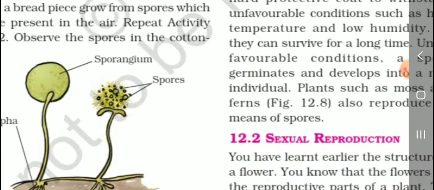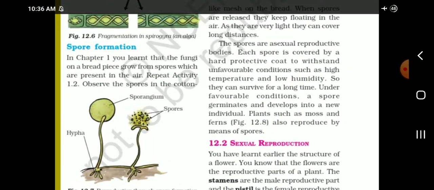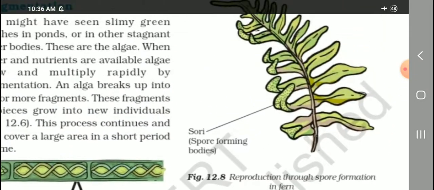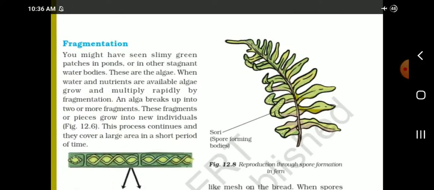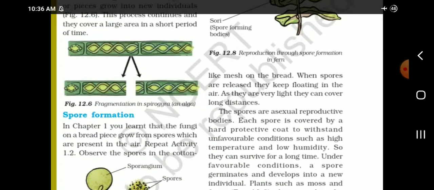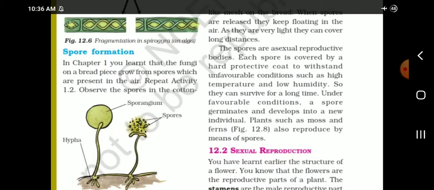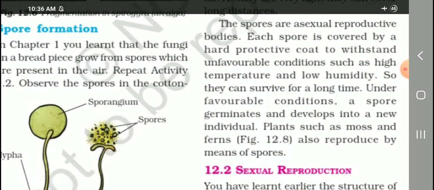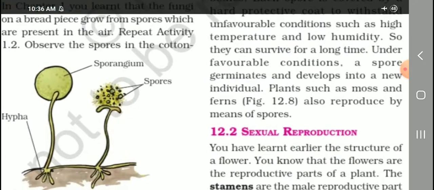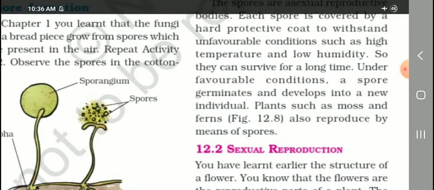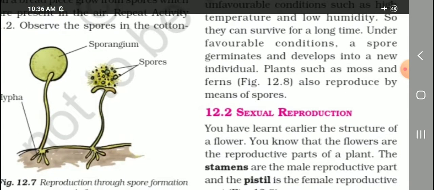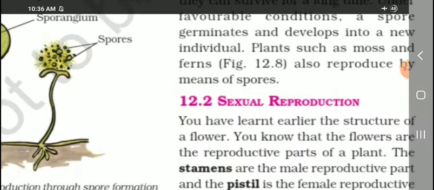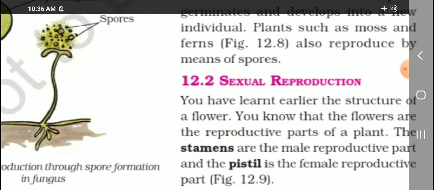See, hypha, sporangium, spores. Okay. Next, reproduction through spore formation in fern. Spores are reproductive bodies. Each spore is covered by a hard protective coat to withstand unfavorable conditions such as high temperature and low humidity. Under favorable conditions, a spore germinates and develops into new individuals. Plants such as moss and ferns also reproduce by means of spores.